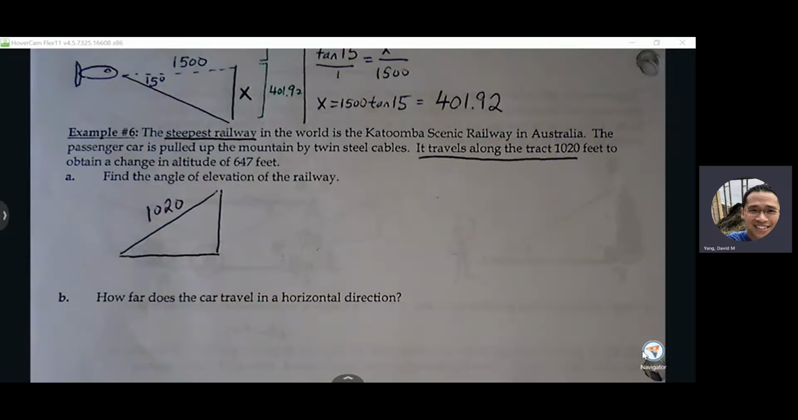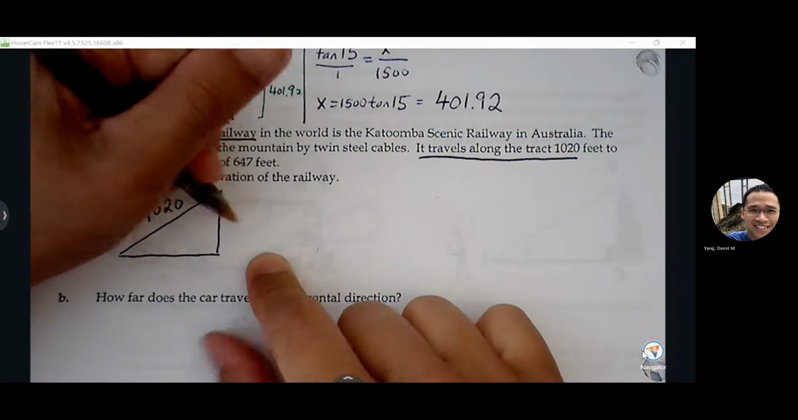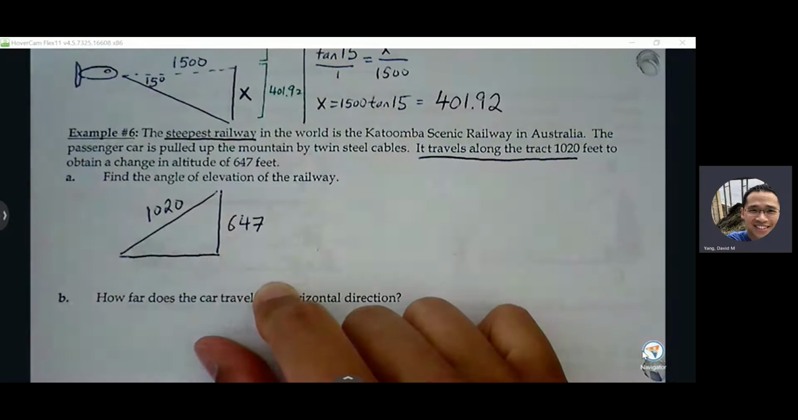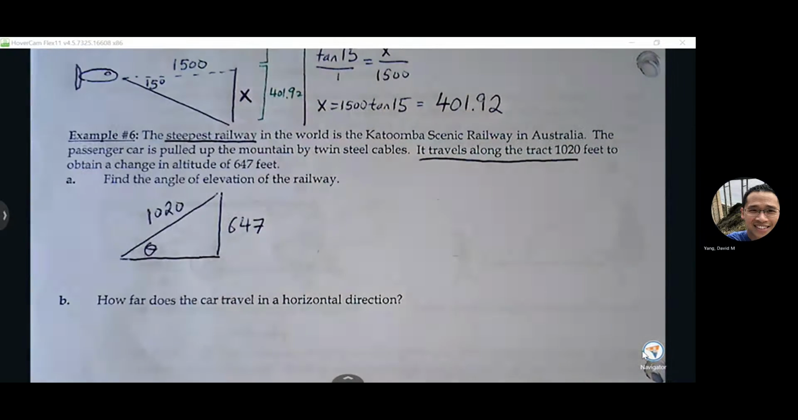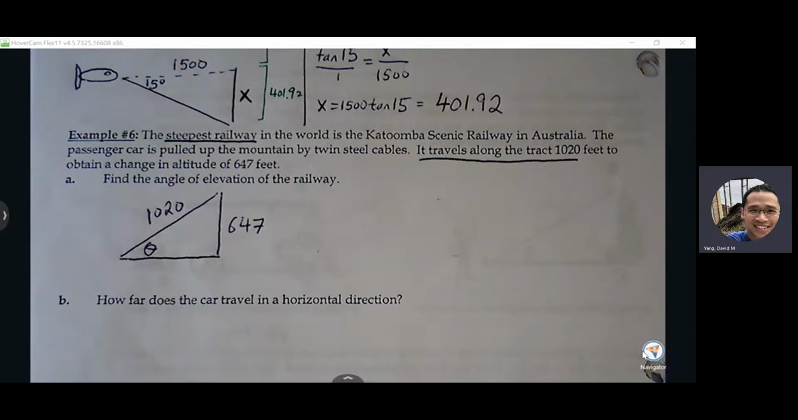Whenever I see the word altitude, that indicates to me we're talking about the vertical height. And it says find the angle of elevation. Angle of elevation is always the bottom corner angle. That's the hard part. The hard part is filling in those values into a triangle, because from here, it's just solving for theta using trig. So what can we use? Sine, yep.